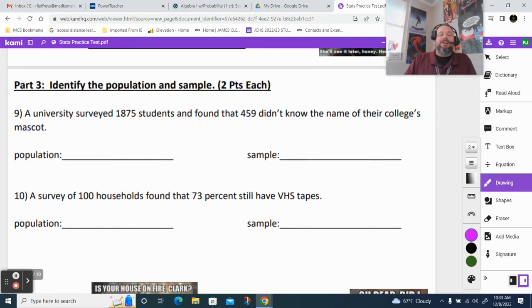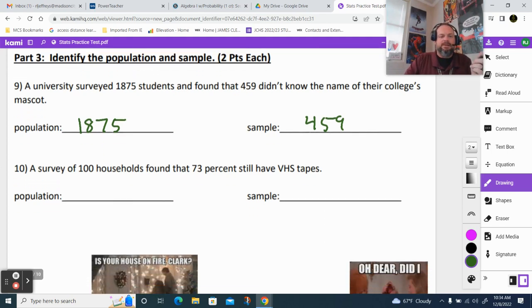A university surveyed 1,875 students and found out that 459 of them did not know the mascot's name. When we're saying mascot's name, at Alabama, the name of the mascot is Big Al. At Auburn, it's Aubie. At Georgia, it's Uga. Tennessee is Smokey. That's what we're talking about.